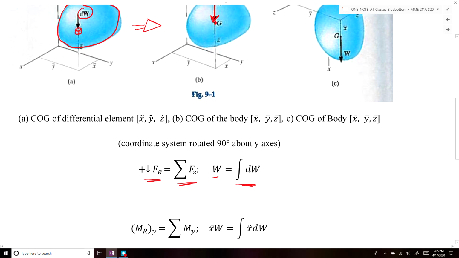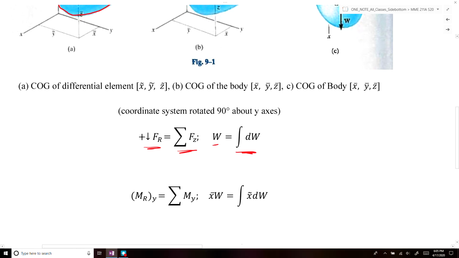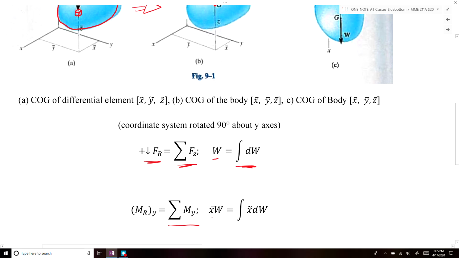Now we're going to take the moments about the different axes in our coordinate system. We're going to sum all of our moments about the y-axis. That would be equivalent to taking the weight of our total rigid body and multiplying it by our center of gravity, x bar. And that would be equal to the center of gravity of each element, which we'll define as x tilde, times the weight of each element. So if we integrate across our whole volume, it would be equal to the contribution of our total weight times x bar.